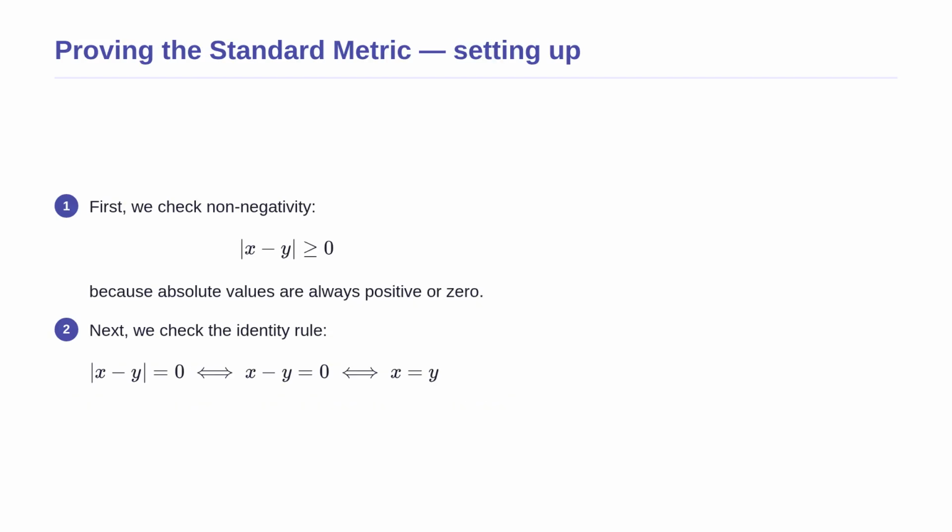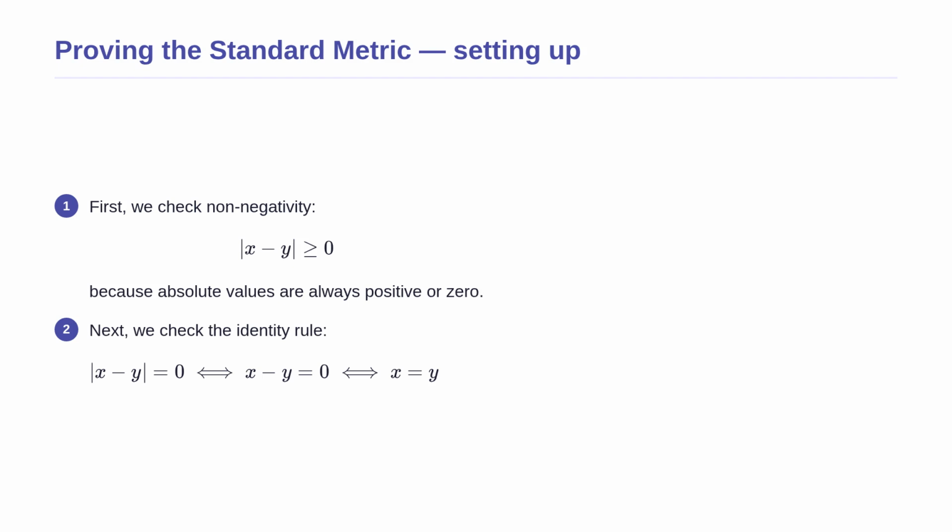We begin our proof by checking the first two rules. Because the absolute value of any real number is always positive or zero by definition, the first rule is automatically satisfied. We call this property non-negativity.